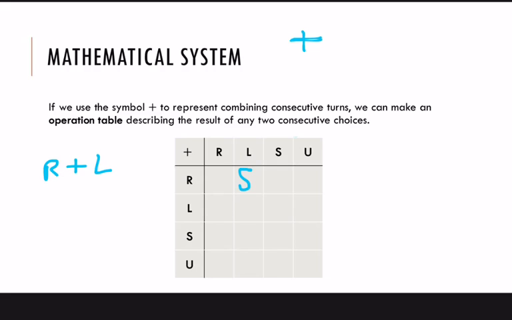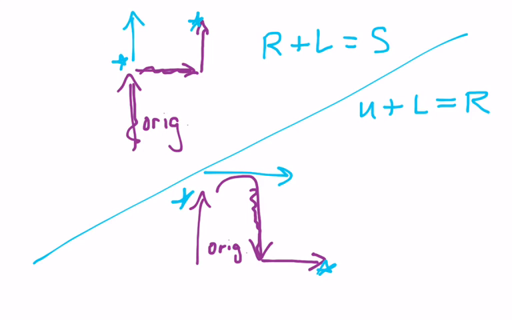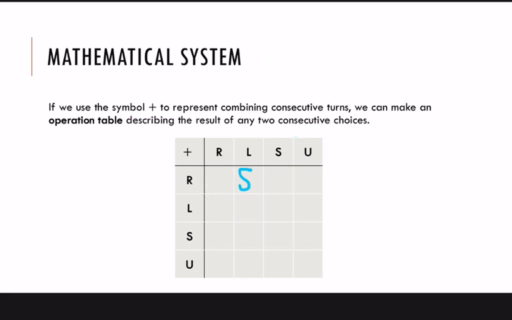Okay, let me clean this up. Okay, and then we said a U-turn plus a left turn sends you in the same direction as if you had just originally turned right. So U-turn plus left turn is right.